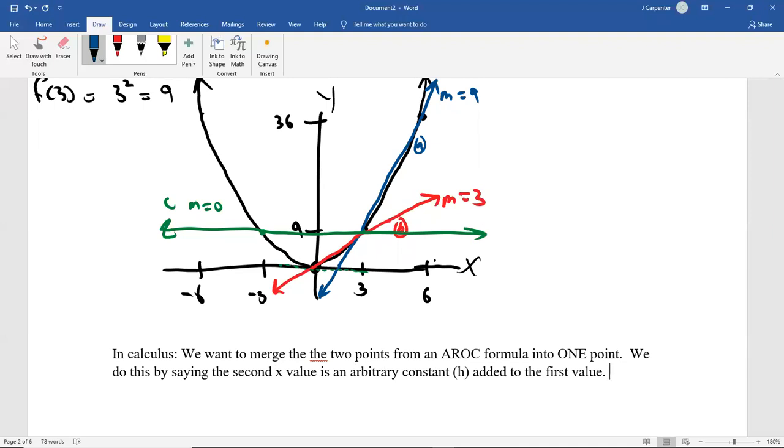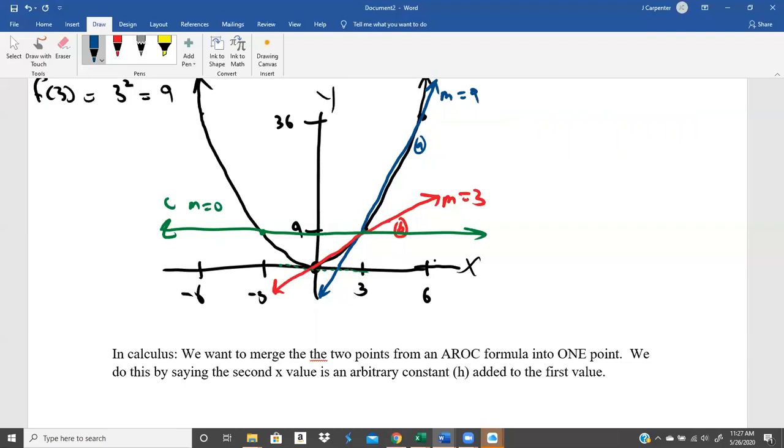So in other words, when I talk about the x value 6 in comparison to the x value 3, 6 is 3 plus 3. So I could say that h is 3. It's a coincidence. If I wanted to talk about 7 in comparison to 3, then the h would be 4. If I wanted to talk about the value of 3.5, that would be an h value of 0.5. It's just the difference between the two numbers.